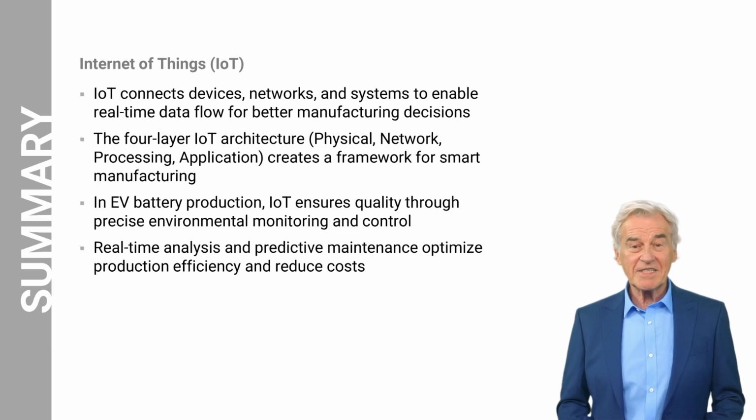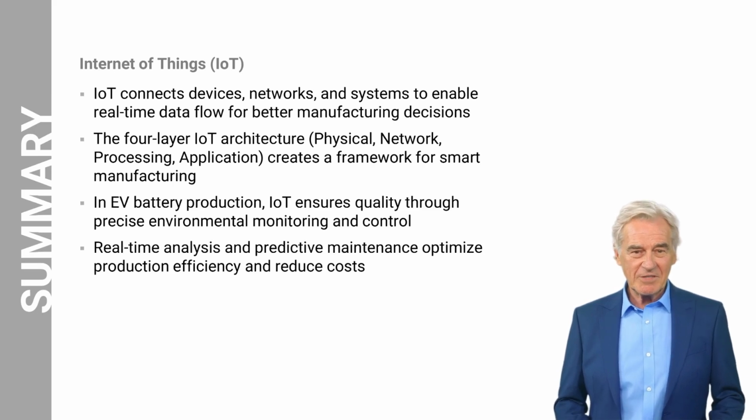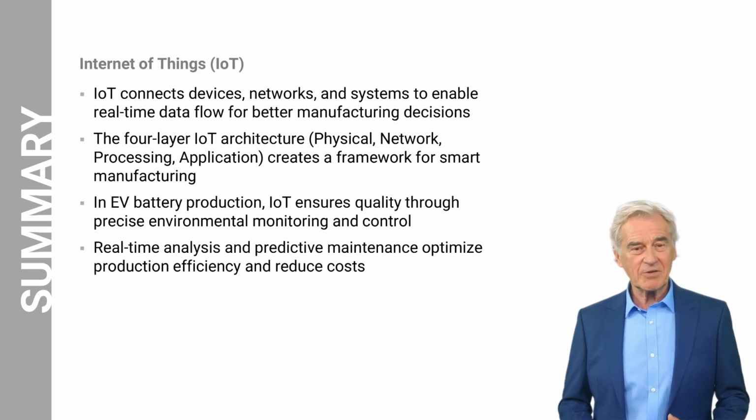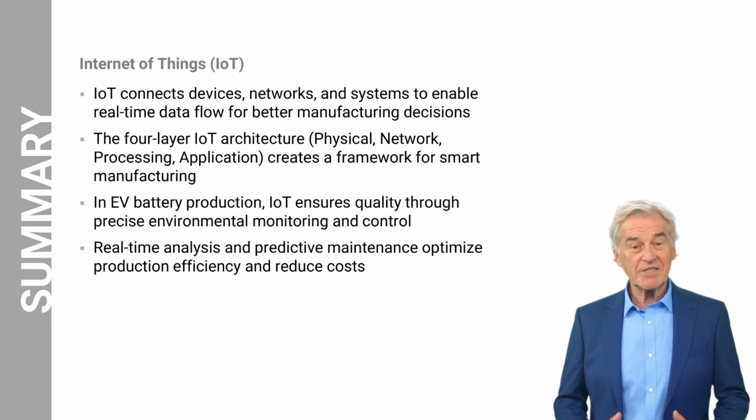In summary, IoT connects devices, networks, and systems to enable real-time data flow for better manufacturing decisions. The four-layer IoT architecture, which includes physical, network, processing, and application, creates a framework for smart manufacturing implementation. In EV battery production, IoT ensures quality through precise environmental monitoring and control. Finally, real-time analysis and predictive maintenance optimize production efficiency and reduce costs. This integrated approach demonstrates how IoT transforms traditional manufacturing into data-driven intelligent operations.